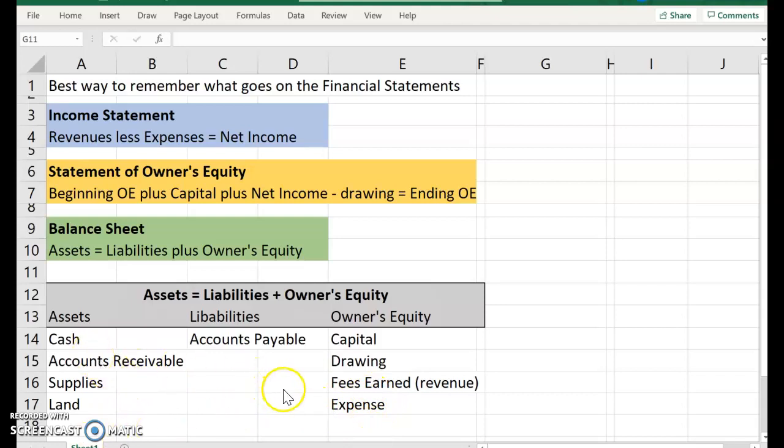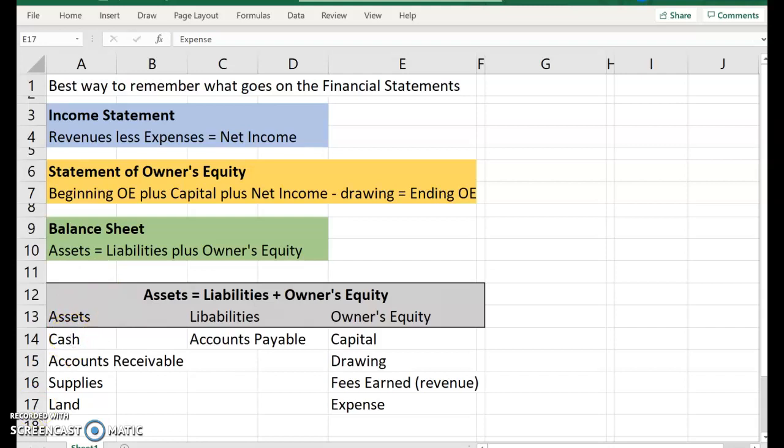So let's talk about something that is confusing to students. The difference between an asset and an expense. So think about a car. If I buy a car for my business, that does help me earn revenue. However, the car is going to last longer than a period. So it's going to be an asset.